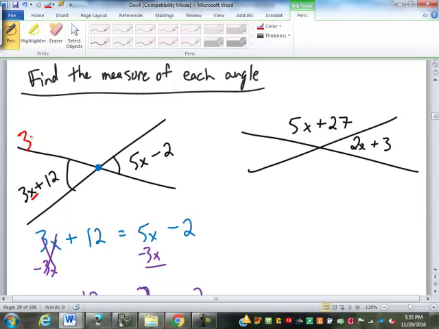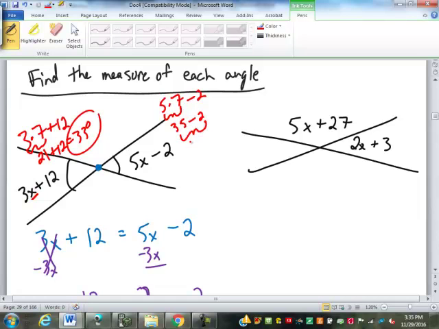So 3x plus 12 becomes 3 times 7 plus 12. 3 times 7 is 21. Plus 12 is 33 degrees. Let's do this one just to double check it. So 5x becomes 5 times 7 minus 2. 5 times 7 is 35. Minus 2 is 33 degrees. So we get the same angle.